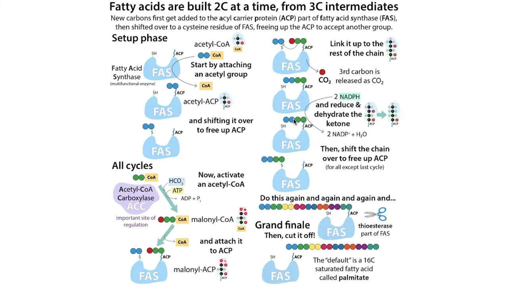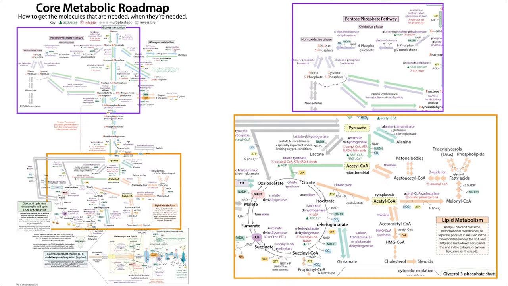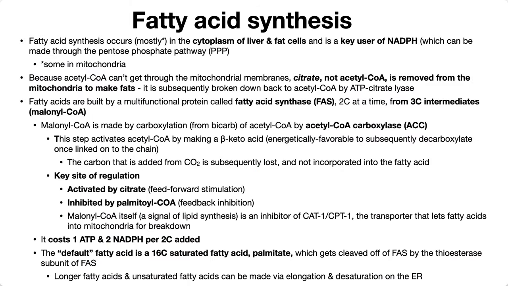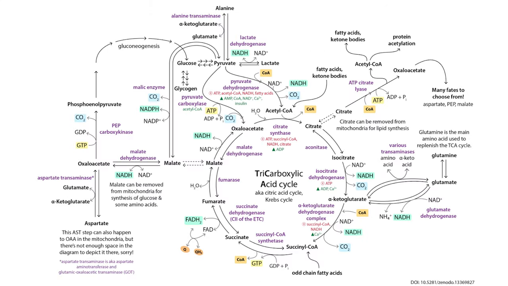Synthesis of fatty acids is happening in the cytoplasm. Remember, that's in our liver and our fat cells, and it uses NADPH, which we can make from the pentose phosphate pathway and from malic enzyme. This is mostly happening in your cytoplasm, a little bit in your mitochondria. Citrate, not acetyl-CoA, is removed from the citric acid cycle from the mitochondria in order to make fats, and broken back down to acetyl-CoA by ATP-citrate lyase.